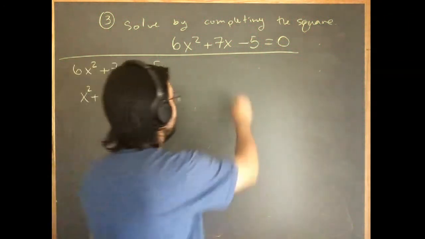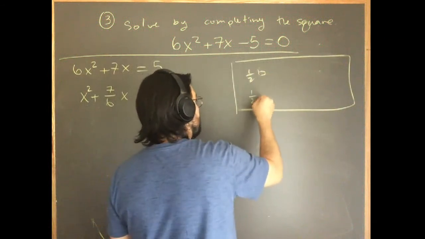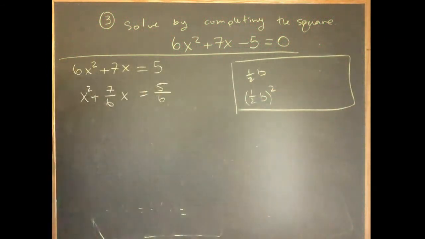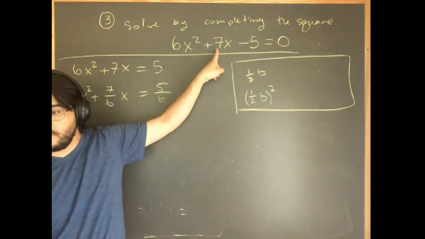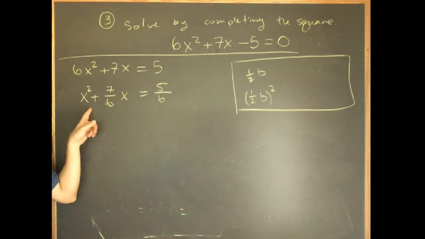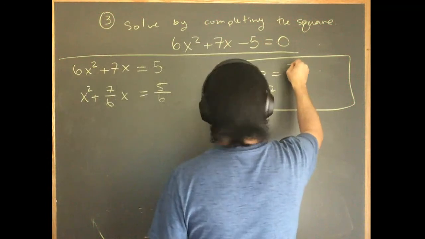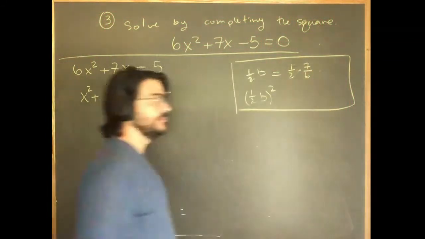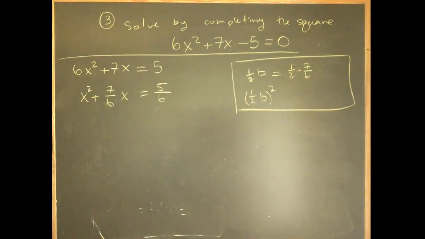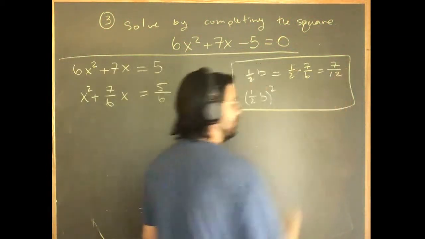Okay, so now on the side, we should think about 1/2 times the b and 1/2 times b squared, right? Those are the pieces that we needed to complete the square. And we shouldn't use the b from up here. That's a little bit of a misnomer there. We need to use what's next to the x here, okay? So right here, we would get 1/2 times 7 over 6. And when you multiply fractions, it's just top by the top, bottom by the bottom. So this is 7 over 12.